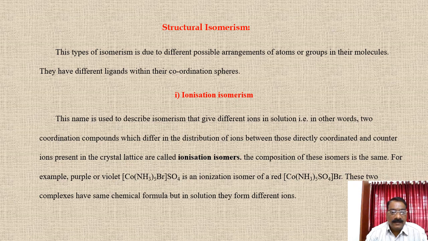For example, the purple or violet colored [Co(NH3)5Br]SO4 is an ionization isomer of the red compound [Co(NH3)5SO4]Br. These two complexes have the same chemical formula, but in solution they form different ions.